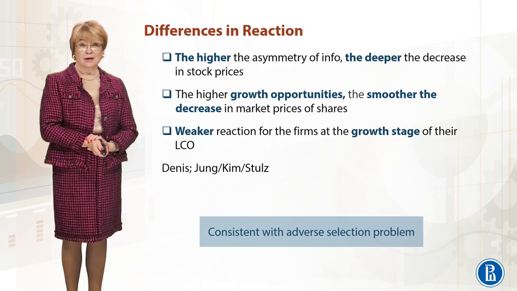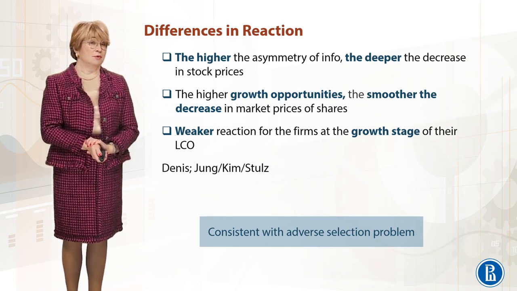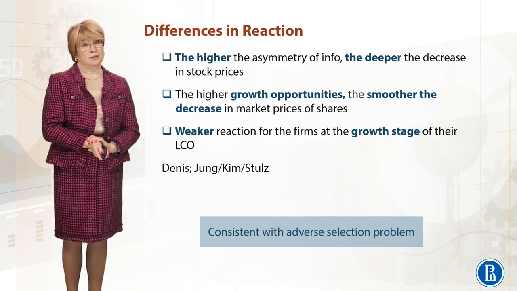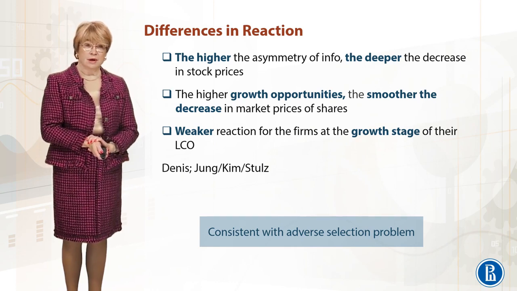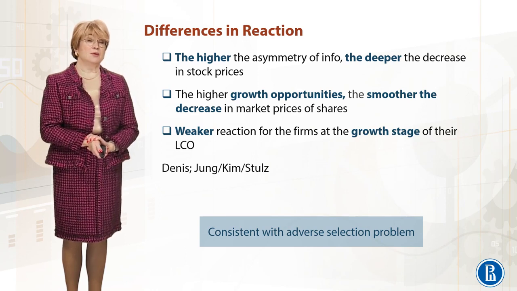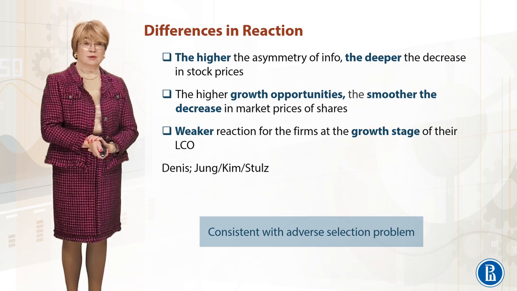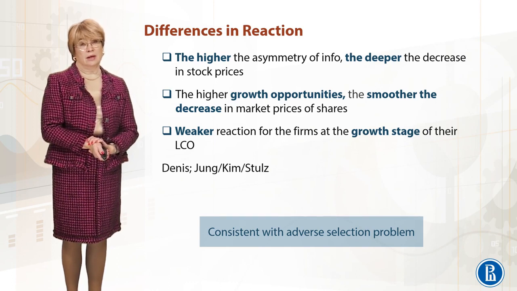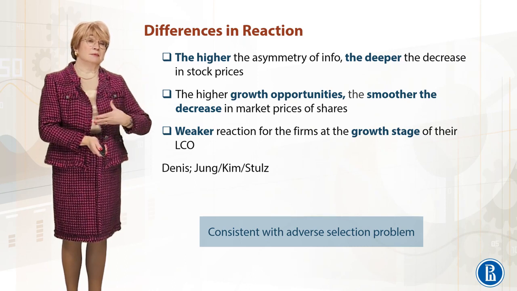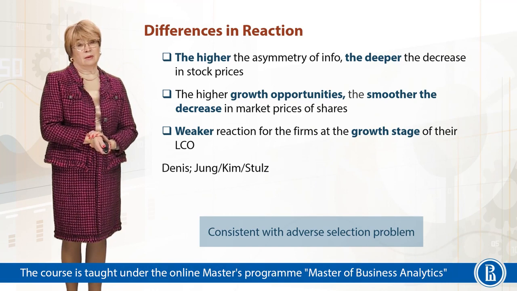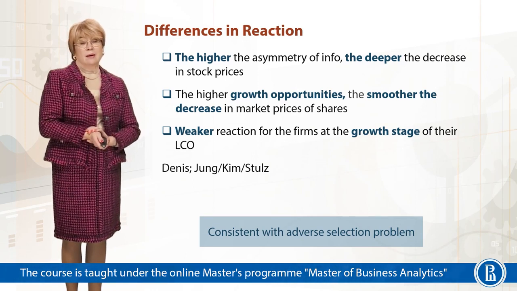To summarize, the higher the asymmetry of information, the deeper is the decrease in the stock prices. In case of high growth opportunities, the reaction of the market is going to be much smoother. It's not as huge. And the weaker reaction of the investors will come in case we are looking at the companies which are now at their growth stage of the life cycle. But again, we would like to conclude that the reaction is based on the information asymmetry. Information asymmetry is generating the motivation which is titled adverse selection problem or adverse selection argument of the management team.